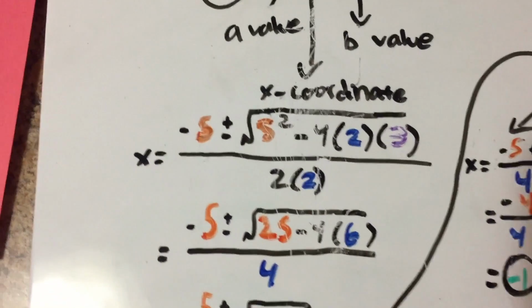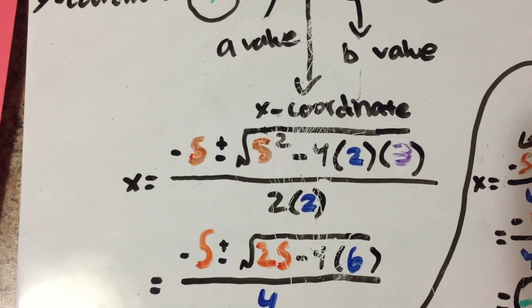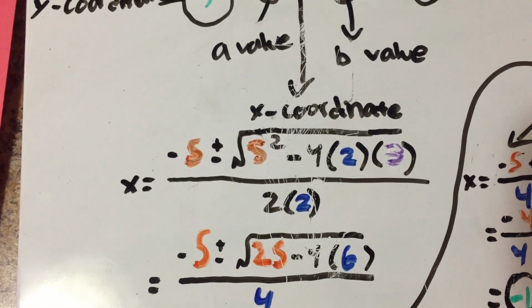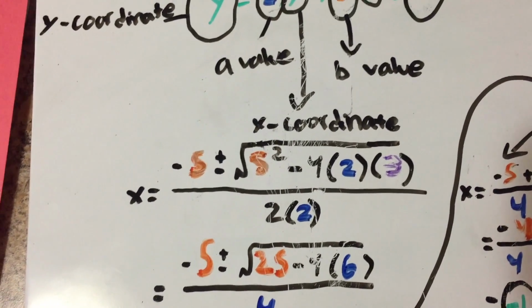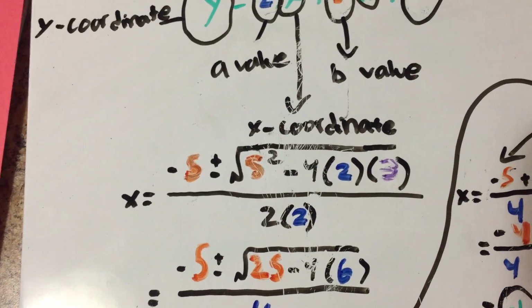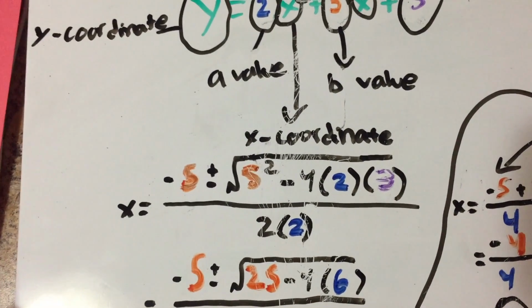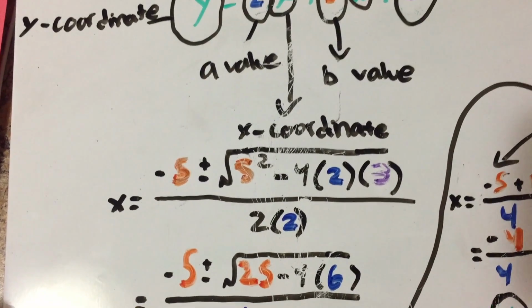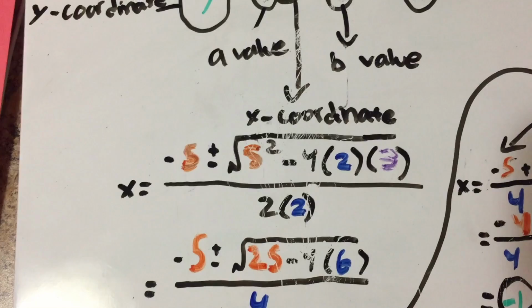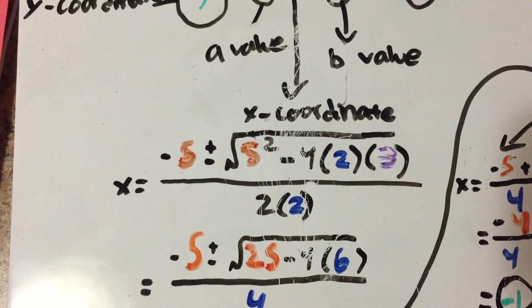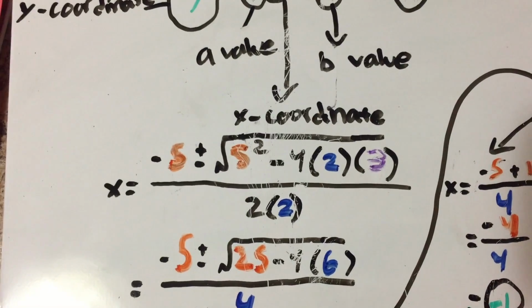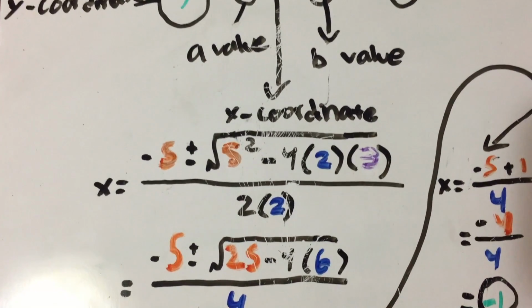So this looks like this. x equals negative b plus minus square root of b squared minus 4ac divided by 2a. And since we already know the value of b is 5, the value of a is 2 and the value of c is 3, we can plug them into our quadratic formula and get x equals negative 5 plus minus square root of 5 squared minus 4 times 2 times 3 divided by 2 times 2.